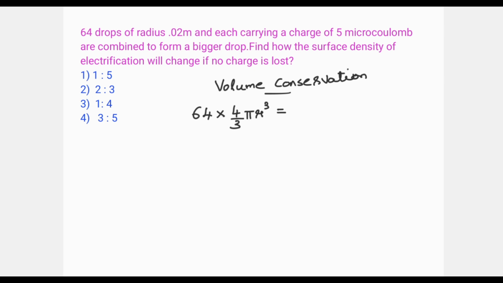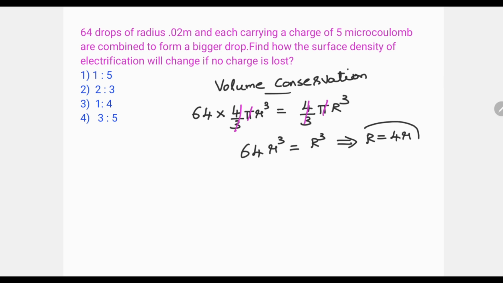So 64 into 4 by 3 pi r cube, and after combining they form a bigger drop of radius capital R. Then I can write the volume as 4 by 3 pi capital R cube. Now cancelling the common terms on both sides, 4 by 3 pi, we get a relation: 64 r cube equals capital R cube, which implies that capital R equals 4 times small r. This result is needed for us. For that we have used the concept of volume conservation.